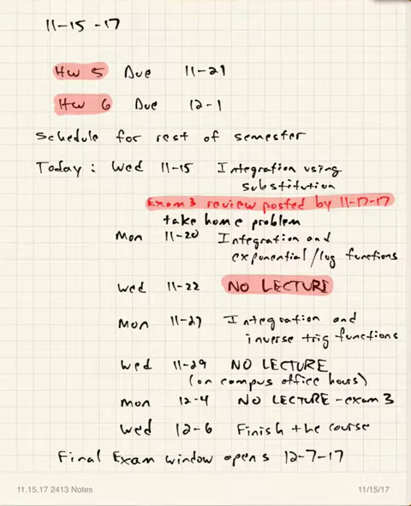Then that Wednesday, there won't be any lecture. I will be on campus during that time period, and so if you're looking for help and you want to come on campus, you'll be able to do that on November the 29th. Monday, December the 4th, once again, no lecture. We're in the middle of the Exam 3 testing window, and so no lecture there.